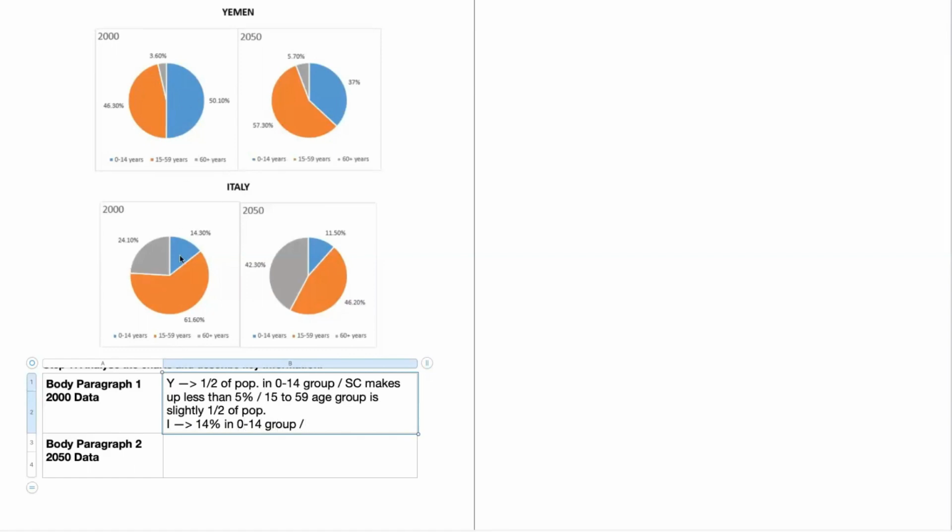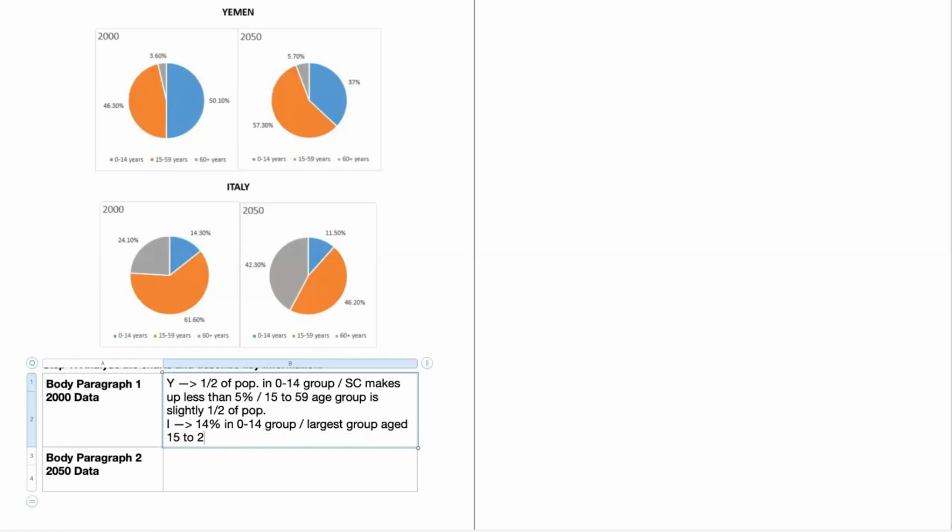And here, quite distinctively, the 15 to 59-year-old age group is the largest group. So I definitely want to make note of that. So I say the largest group is aged 15 to 59 years old. And then we have, again, our senior citizens in gray, and that is anyone over 60 years old. We see that the senior citizens made up around a quarter. So we have just about a quarter. A quarter would be 25%. This here is 24.10. So we can say approximately a quarter of the population.